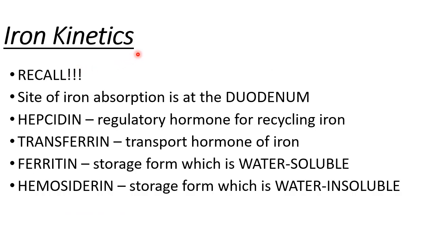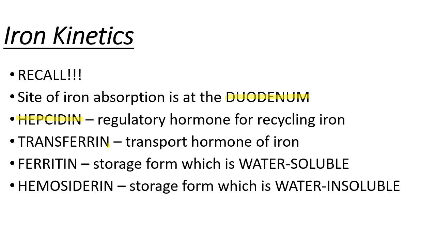Recall natin yung ating lecture ng iron kinetics back in midterms. Okay? Saan daw ang site of iron absorption? It is found at the duodenum with the help of what proteins? Your ferroportin and DMT1. Ano naman ang regulatory hormone for the usage of your iron? It is hepcidin. Makikita natin ito ang main problem in anemia of chronic inflammation.